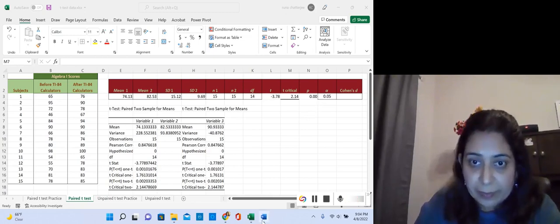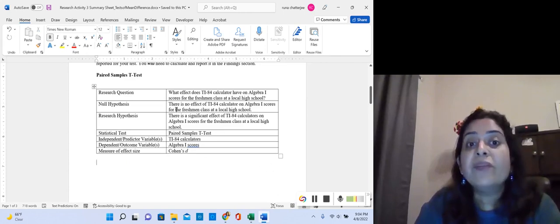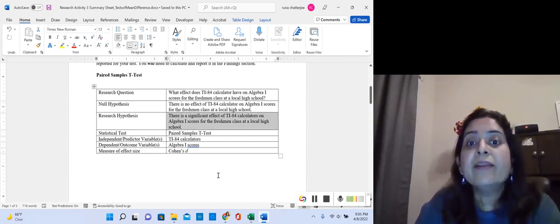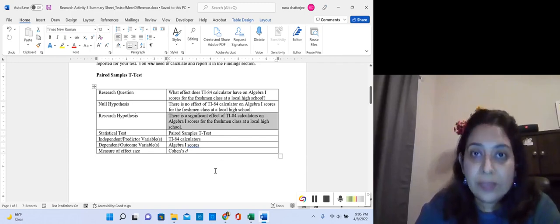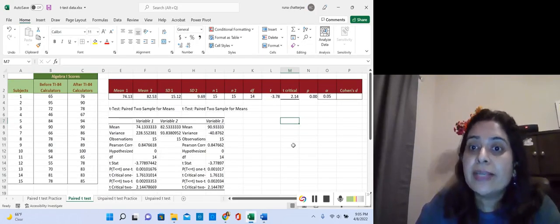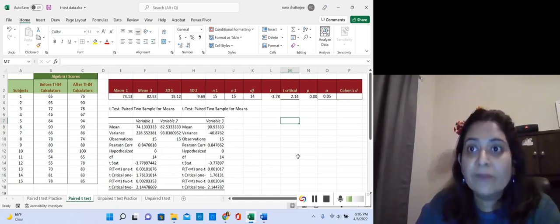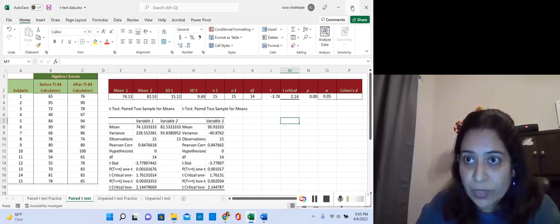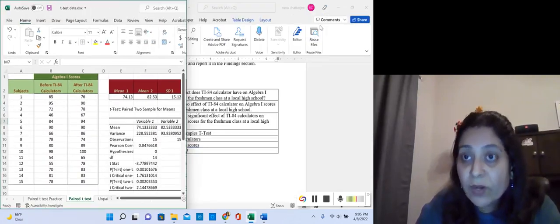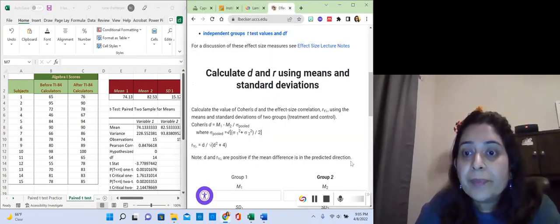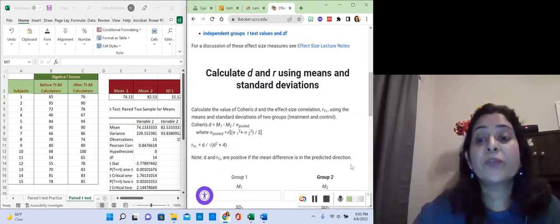What does that mean? So we have rejected that there is no effect of TI-84 calculator, which means there is a significant effect of TI-84 calculators on Algebra 1 scores. So our next step is to find out how big or how significant is this effect of TI-84 calculators on Algebra 1 scores. So we are going to make use of an online tool to calculate our Cohen's d, which will give us the effect size.